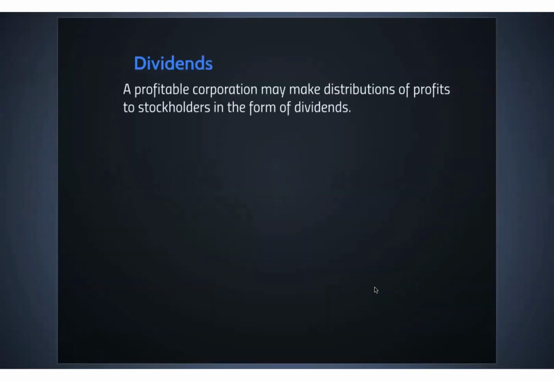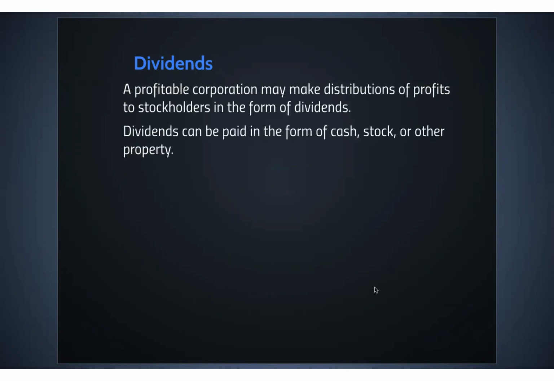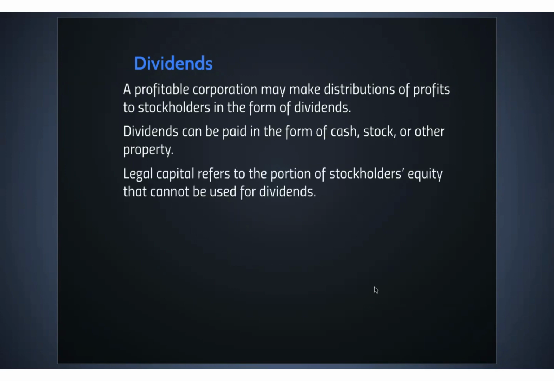Dividends. A profitable corporation may make distribution of profits, as we've just discussed, and you'd understand from real life and from other subjects, I hope. So this is the distribution of profit between shareholders in the form of dividends. And dividends can be paid from cash or other type of property. Sometimes dividends are paid in stock, in shares, I mean, not in stock as inventory held for subsequent sale, but it could happen also, but as additional shares. So it could happen. Legal capital refers to the proportion of stockholders' equity that cannot be used for dividends.